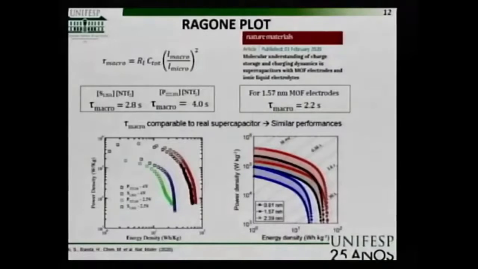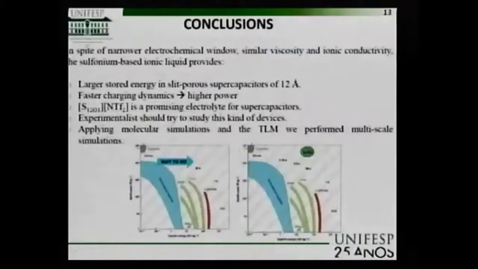And we estimate a Ragone plot for our supercapacitors. And we can see that besides the fact that the tau macro is comparable to the real supercapacitor, we have also similar performances. So what we simulate here is not so far from the reality of the supercapacitors we have today.